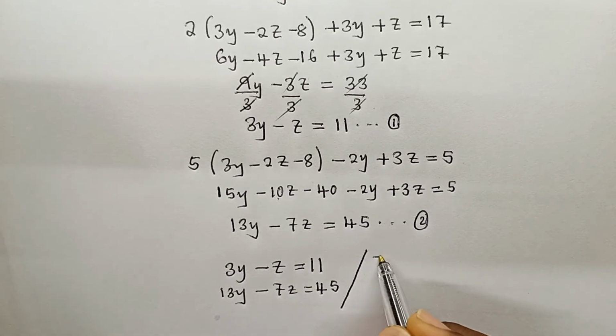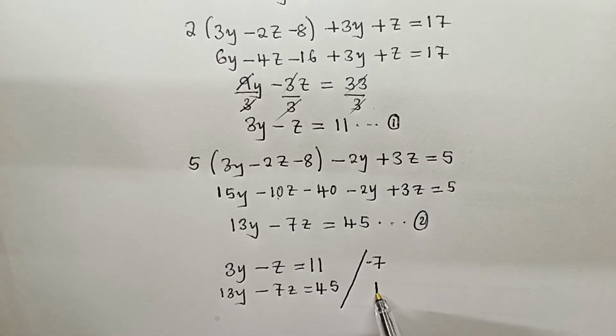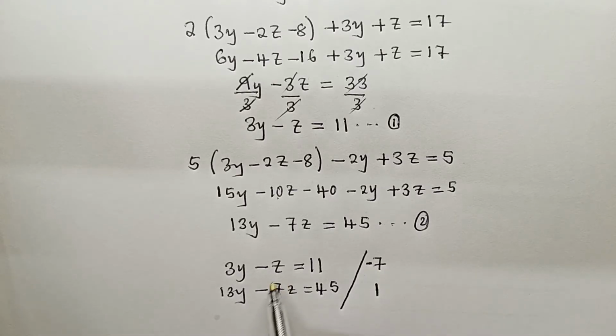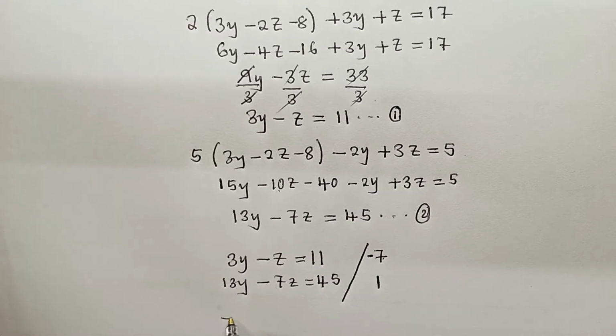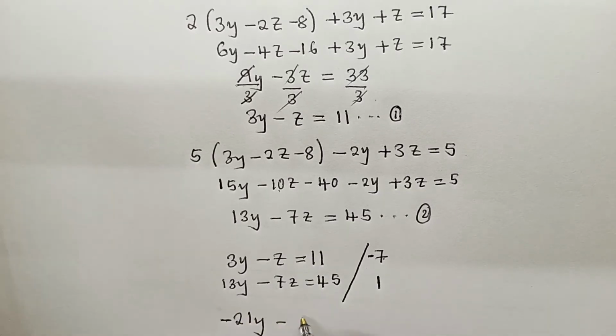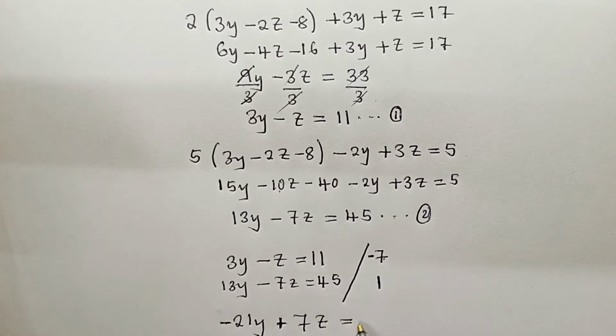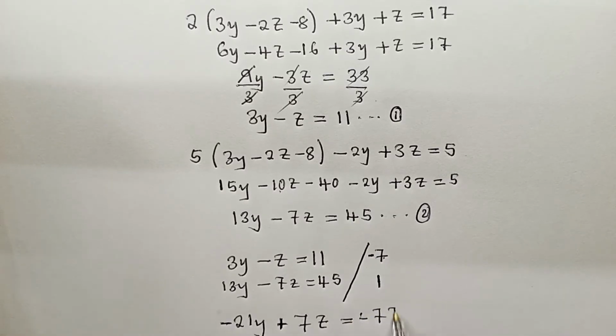So here we shall get a 7. So put a negative and a 1. So what have I done? I've just gotten this negative 7, put it here, okay? And here, the coefficient which is here is a negative 1. So write it here and it should be positive 1. So now start multiplying. Negative 7 by 3y, it will be negative 21y, minus times minus will give us plus 7z is equal to negative 77.